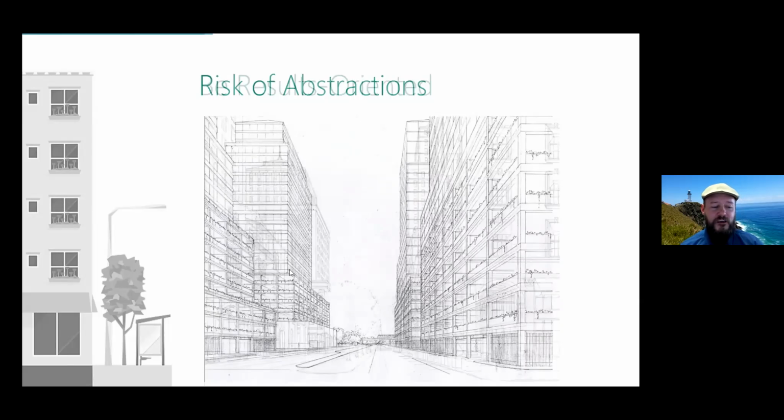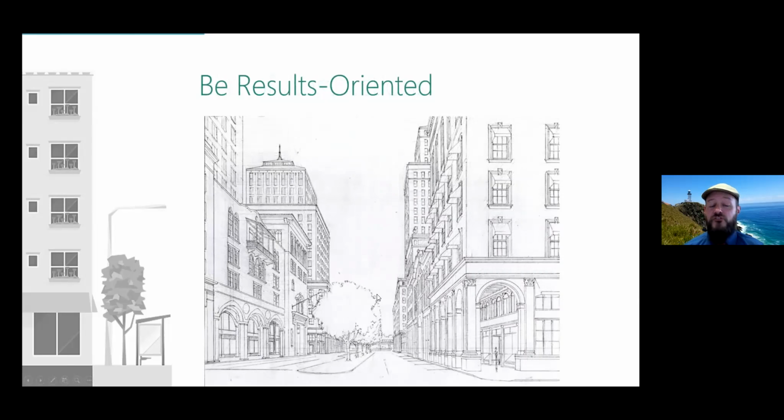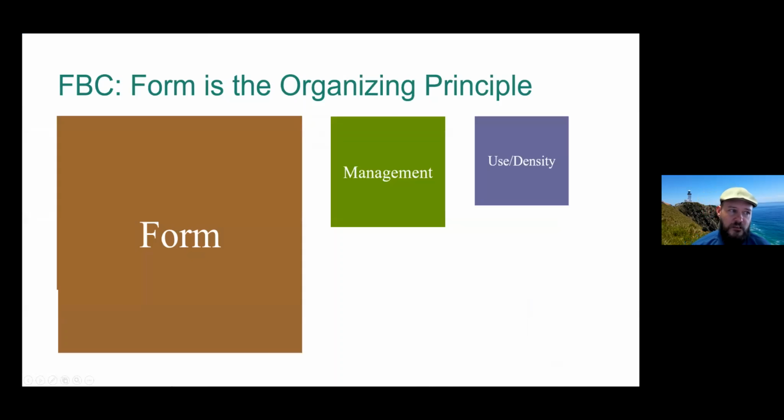A form-based code is really talking about being results-oriented. It's about saying, well, this is what we actually want to see occur, so let's figure out a way to ensure that this is what the private sector delivers. So form-based codes are really dealing with form as the principal concern. And of course, there's still a management component because we're dealing with a partnership between the public sector and the private sector in order to get development done.